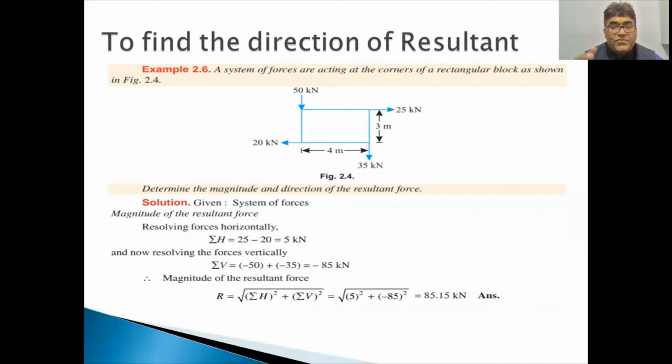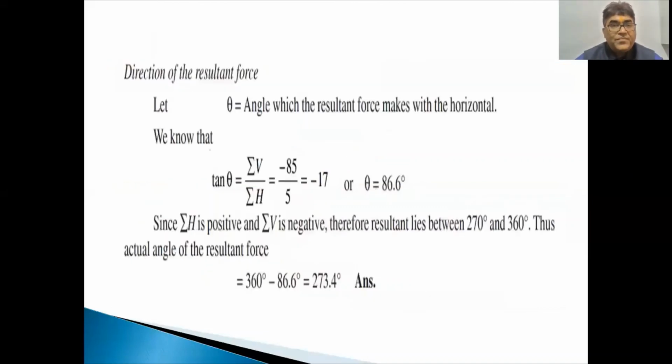Here the resultant comes out to be 85.15, as we have seen in the previous question. You can solve it easily by finding summation H and summation V and putting their values in the resultant formula. Now here we will find the direction of the resultant force, that is the angle theta between the resultant and one of the axes, maybe the positive x-axis or the negative x-axis.